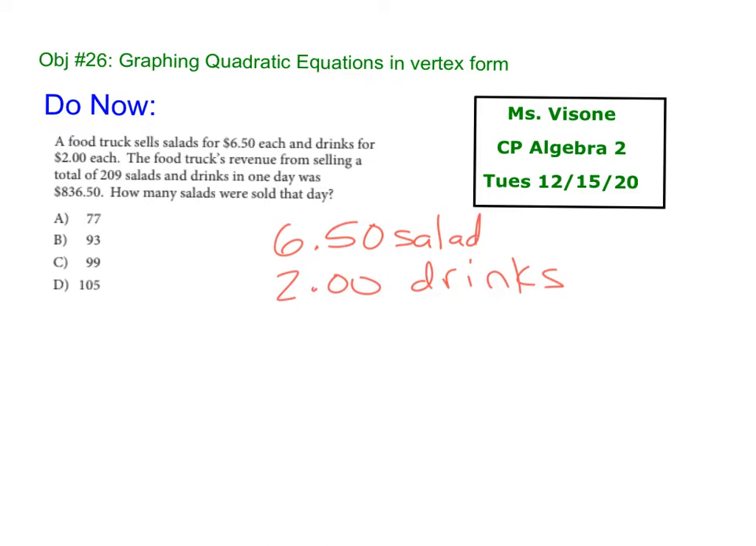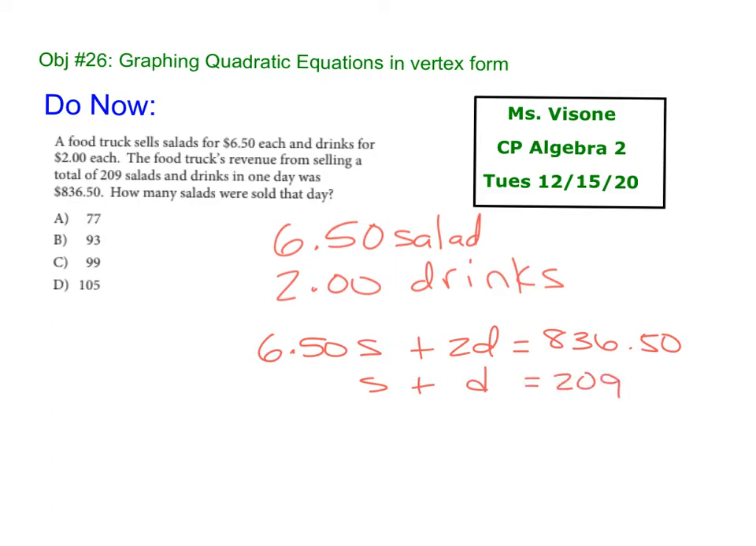All right, so this is a system of equations. So it's $6.50 for each salad plus $2 for each drink cost. They made $836.50. And they sold a total of salads and drinks together, 209. Right? So this is a system of equations.